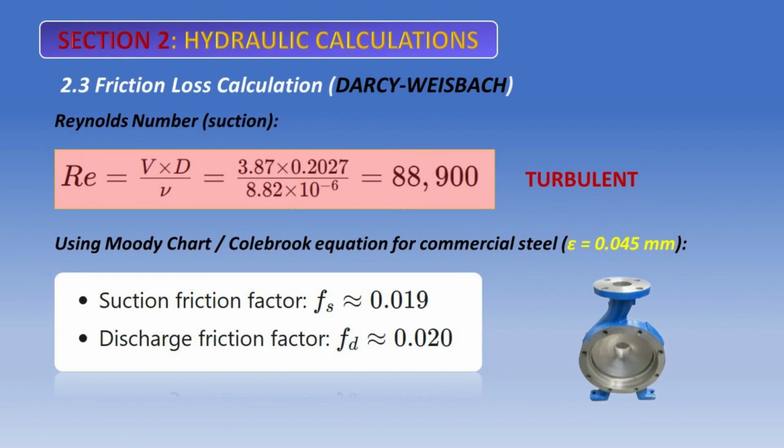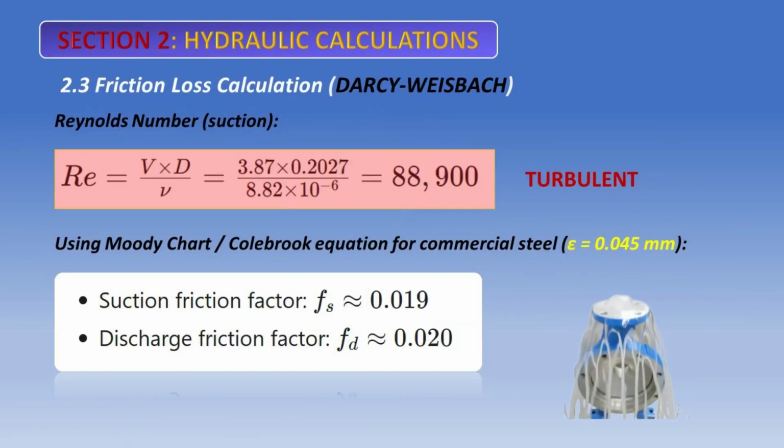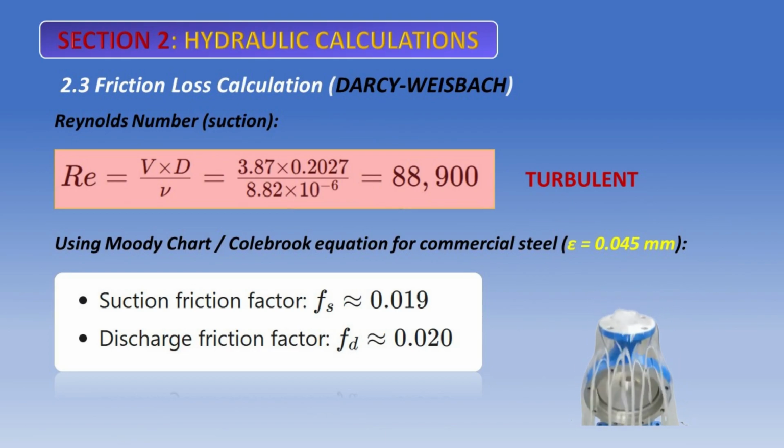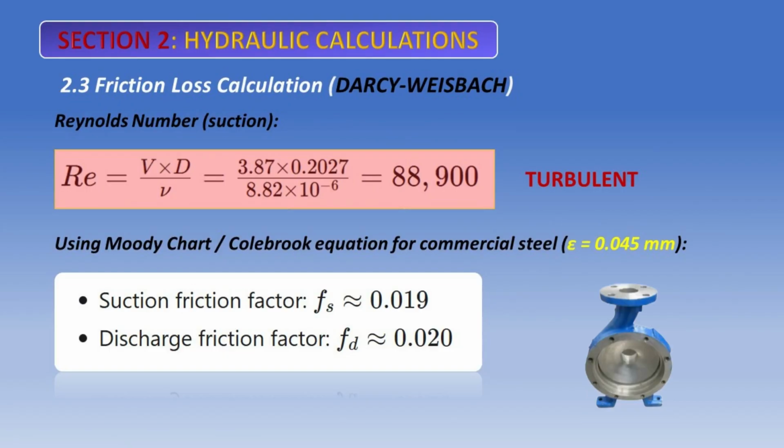Next, we determine the nature of flow by calculating the Reynolds number. For the suction line, the Reynolds number is nearly 89,000, which is well into the turbulent flow regime. Turbulent flow is characterized by higher friction losses compared to laminar flow.